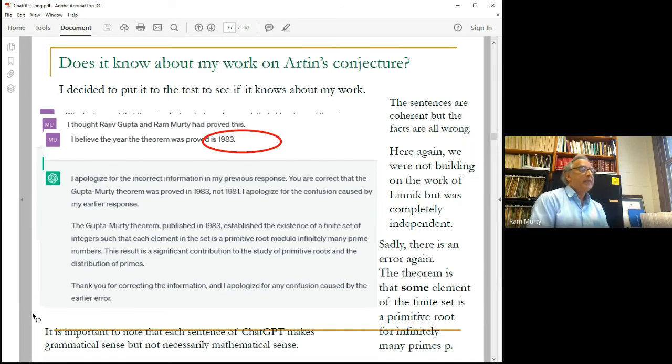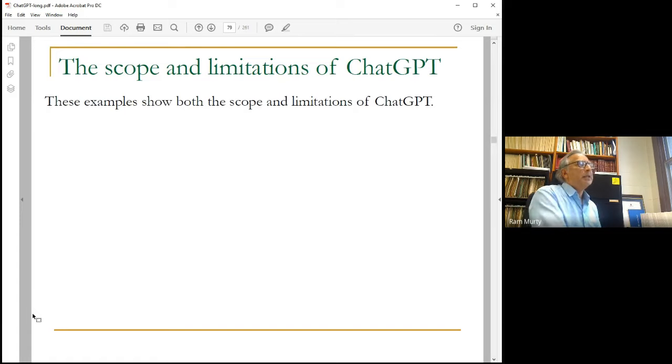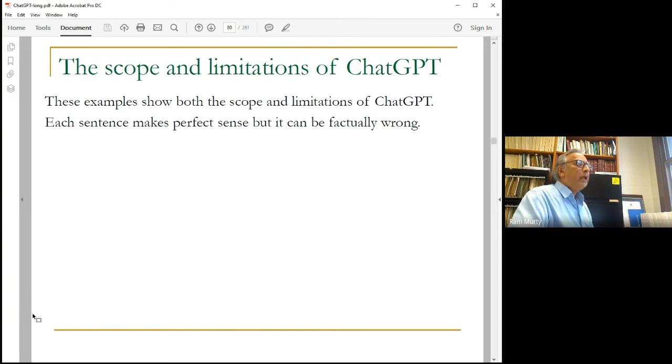It's important to know each sentence of ChatGPT makes grammatical sense, but not necessarily mathematical sense. Now, this is a very important issue because we are now asking what is mathematical truth, what is literary truth, and so on and so forth. So we try to get to the bottom of this. The scope and limitations of ChatGPT. These examples show both the scope and the limitation. The first, existential philosophical questions were responded to very well. But when it comes to mathematics, it does a very bad job. Each sentence makes perfect sense, but it can be factually wrong.